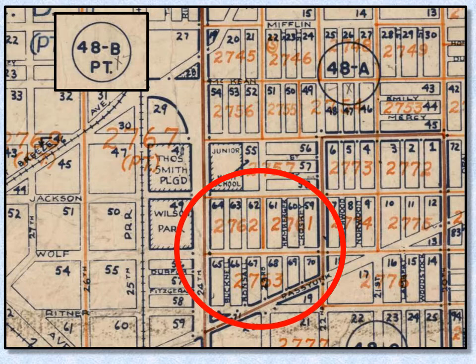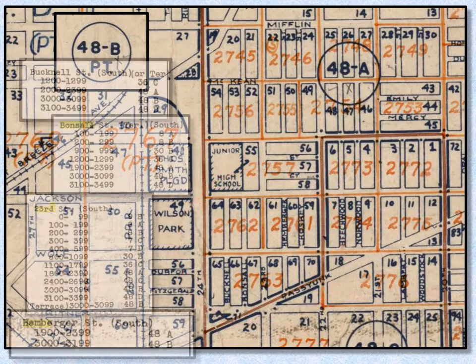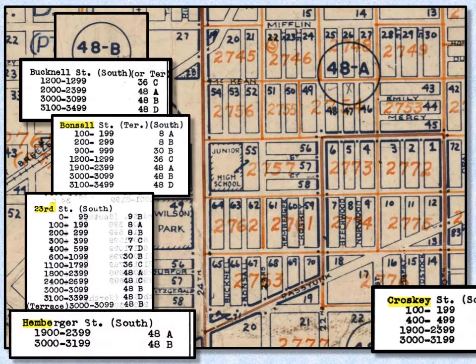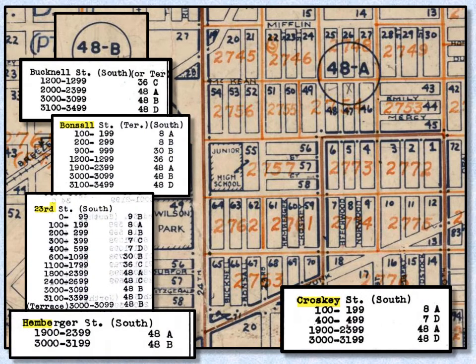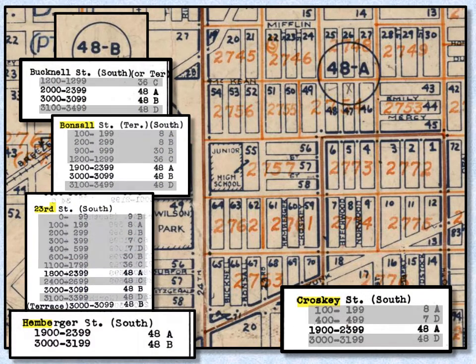However, if I start looking on the report for those streets in that circle, and I'm going to block this out for you to see it a little bit better here, you'll see that they put Bucknell in both 48A and 48B. Bunzel also, 23rd, Hamburger, but not Kroski. Kroski is only in 48A. That makes no sense at all.